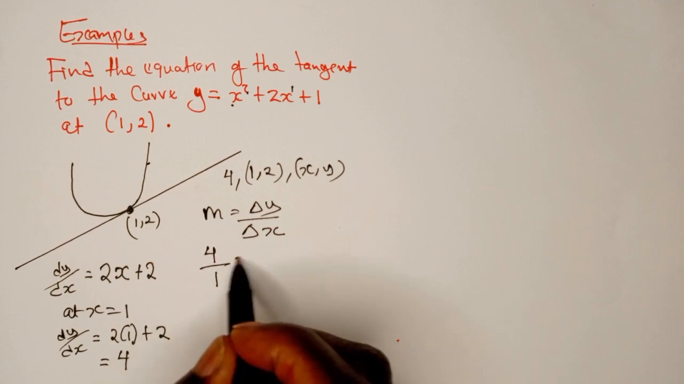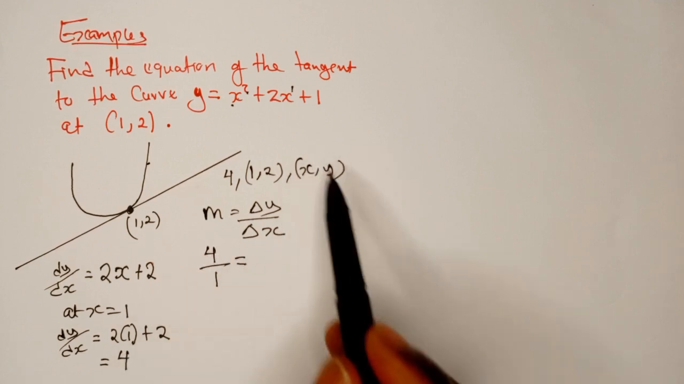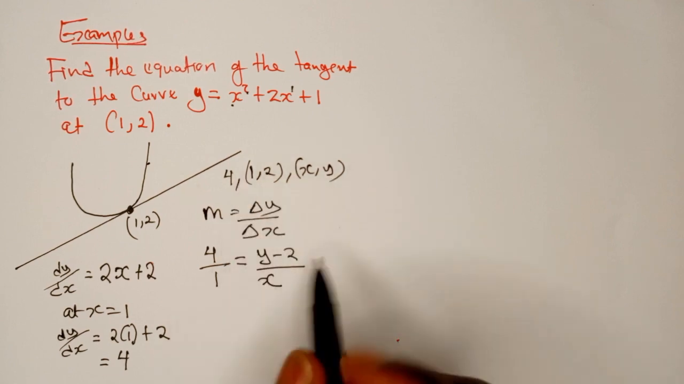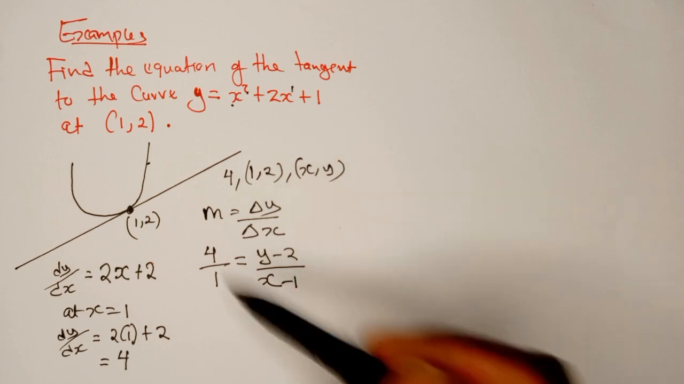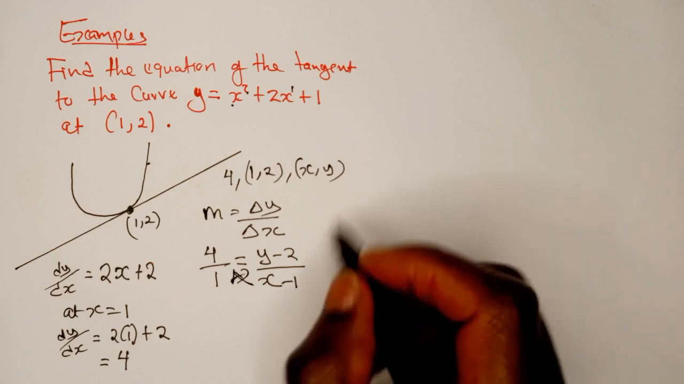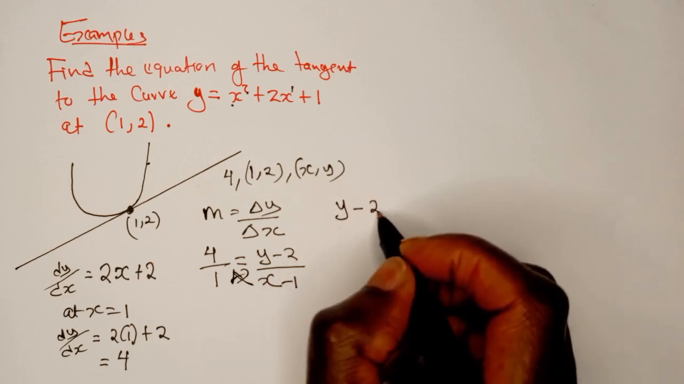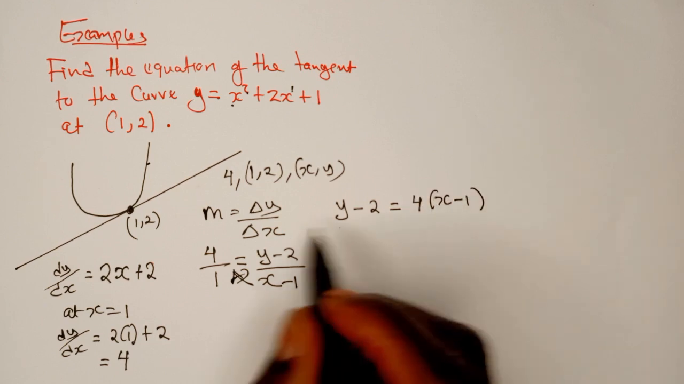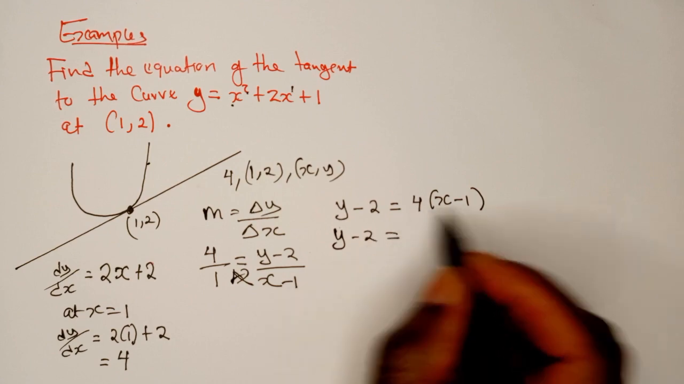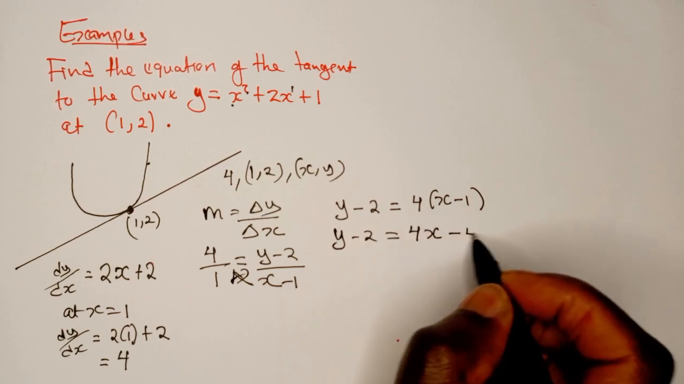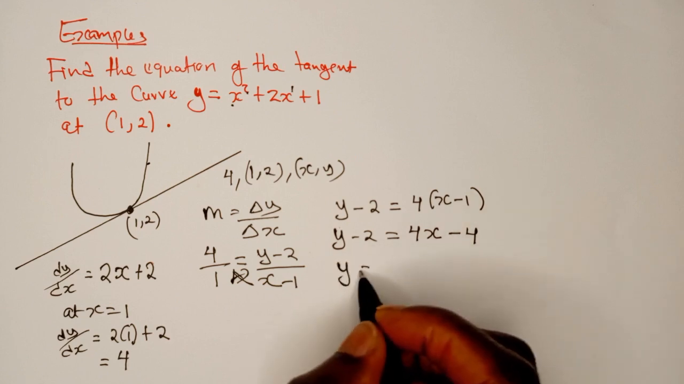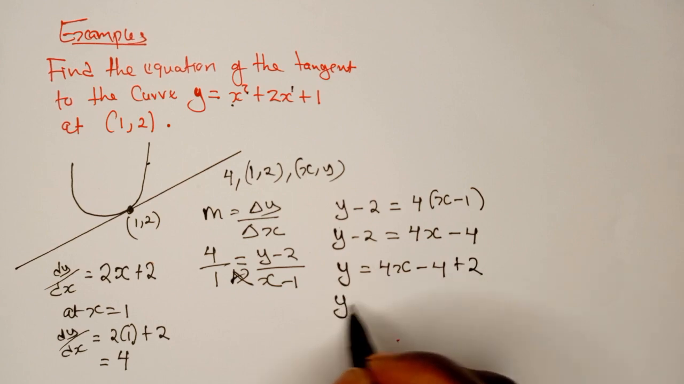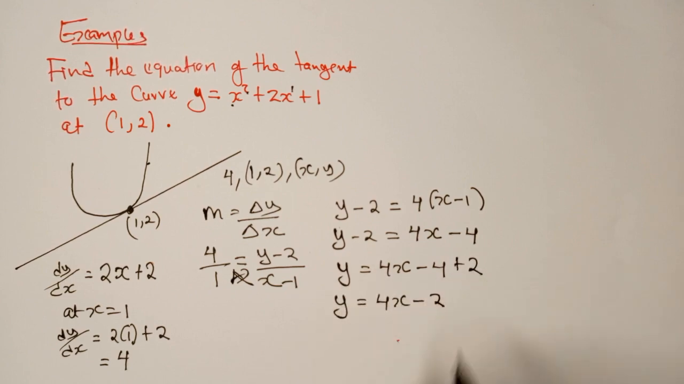You can say it is 4 over 1 is equal to change in y. We start with this one, so y minus 2 over x minus 1, like that. So therefore, if you cross multiply this one, this will be y minus 2 equals 4 into x minus 1. So you can simplify this one as y minus 2 equals, open the bracket, 4x minus 4. Take to the other side, you'll have y equals 4x minus 4 plus 2. So finally, my y will be equal to 4x minus 2. Example 2.